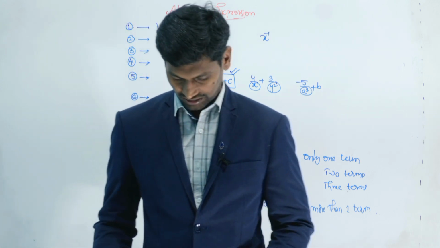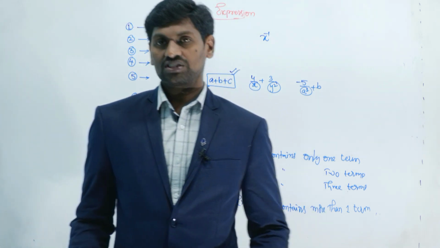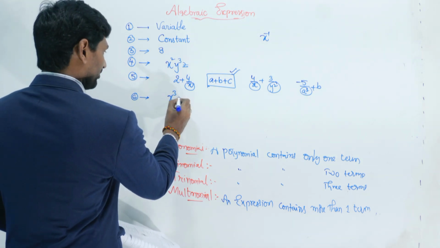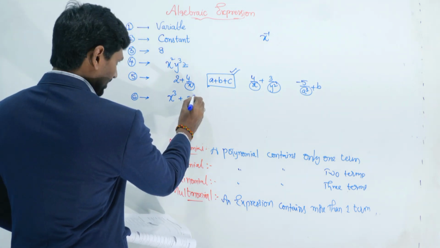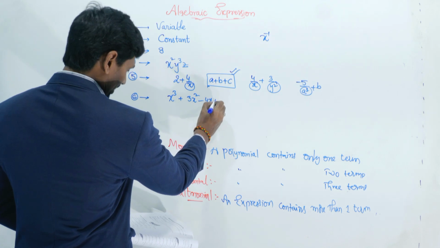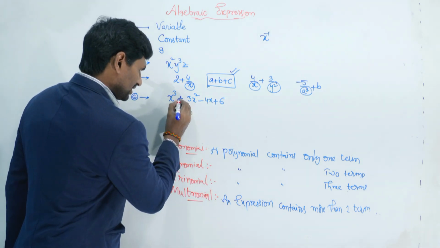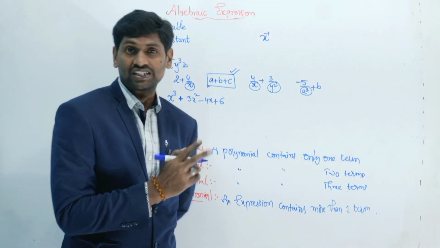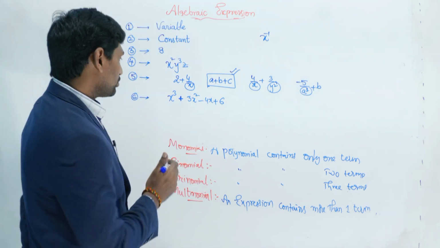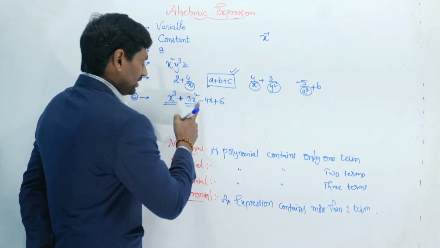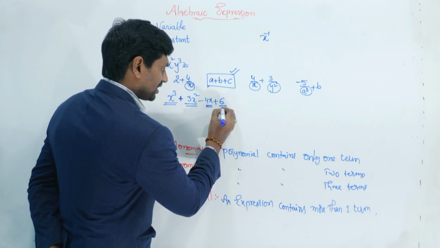Question number 6. The number of terms, meaning terms we should identify, in x cube plus 3x square minus 4x plus 6. How many terms are there? See, plus and minus symbols are separating the terms, I told you. So plus before one term, plus after one term. Here minus after one term, here plus after one term.